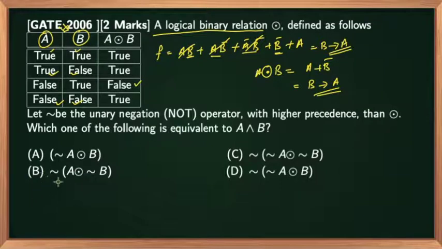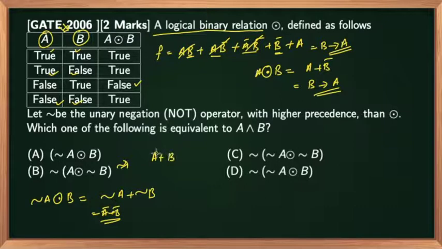Okay, now let's see the first choice. First choice is not A, this operation B, right? So that's equal to not A plus not B, right? So that's equal to A bar plus B bar, this is not equal to AB. Now let's see the second choice B, that is (A plus B) whole bar, right? So that's equal to A bar into B bar, that's not equal to AB.